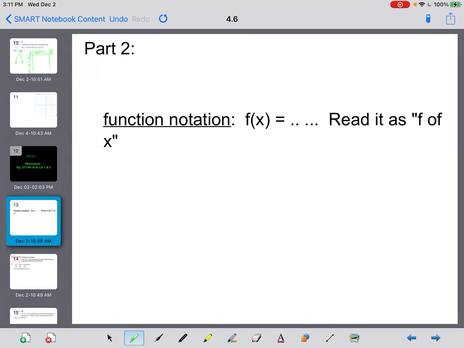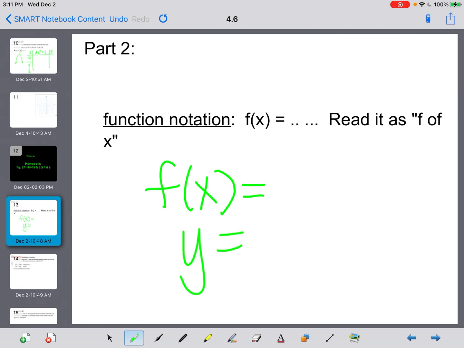All right, chapter 4.6, part 2 starts with this vocabulary word, function notation. What they're doing is changing your y. We read this as f of x. It's the same thing as having a y equals. It's where we took out the y equals and now we're putting f of x equals. It's a function of x.